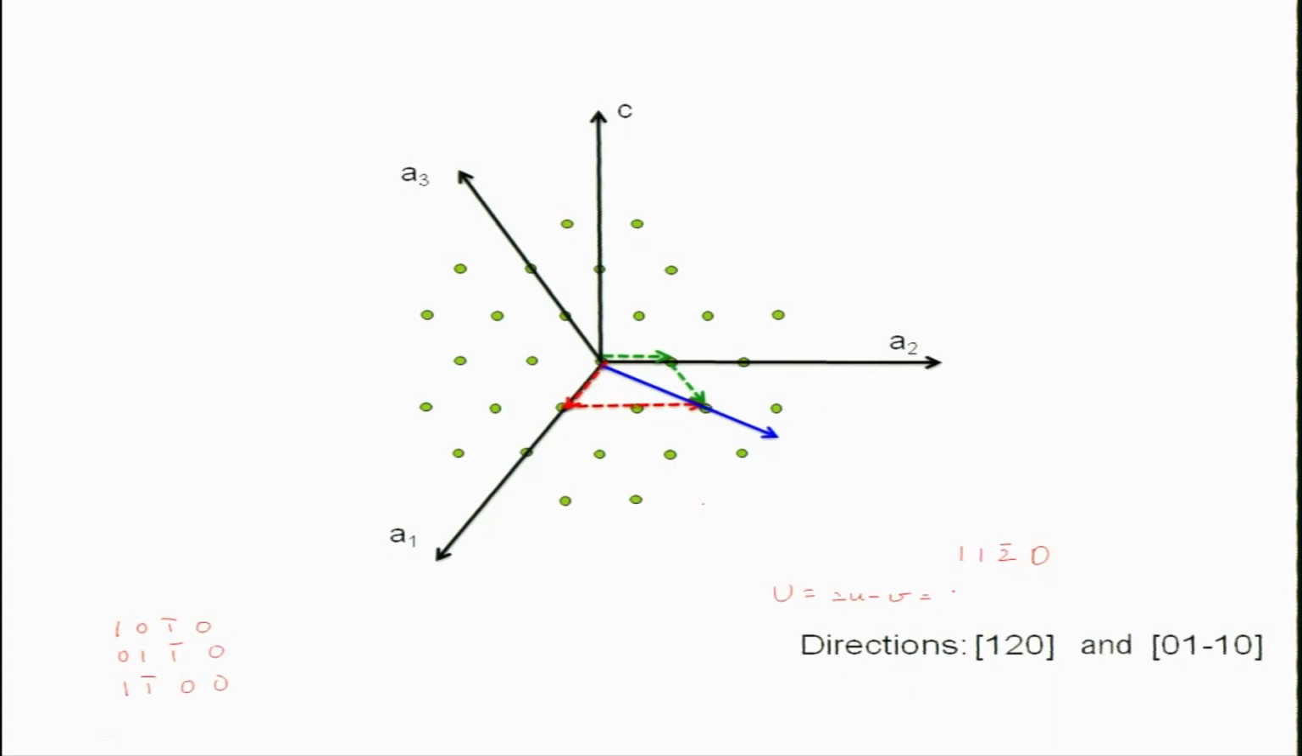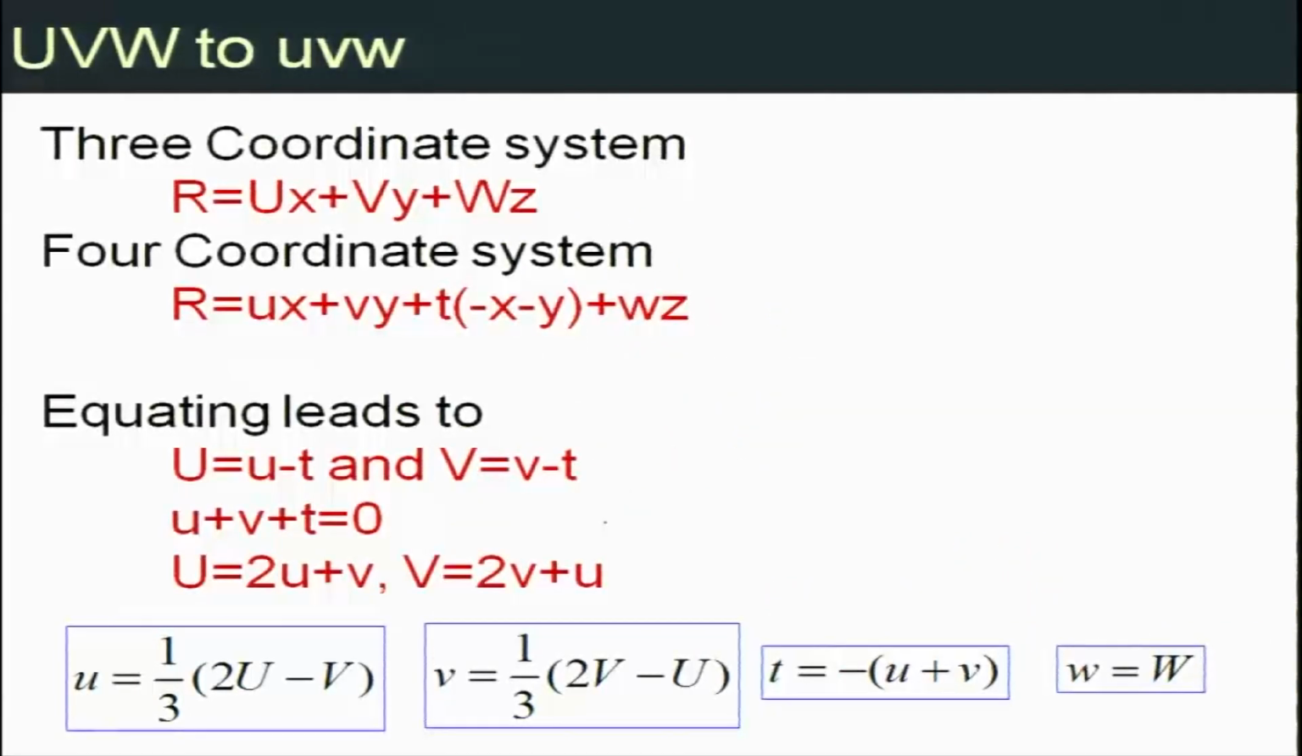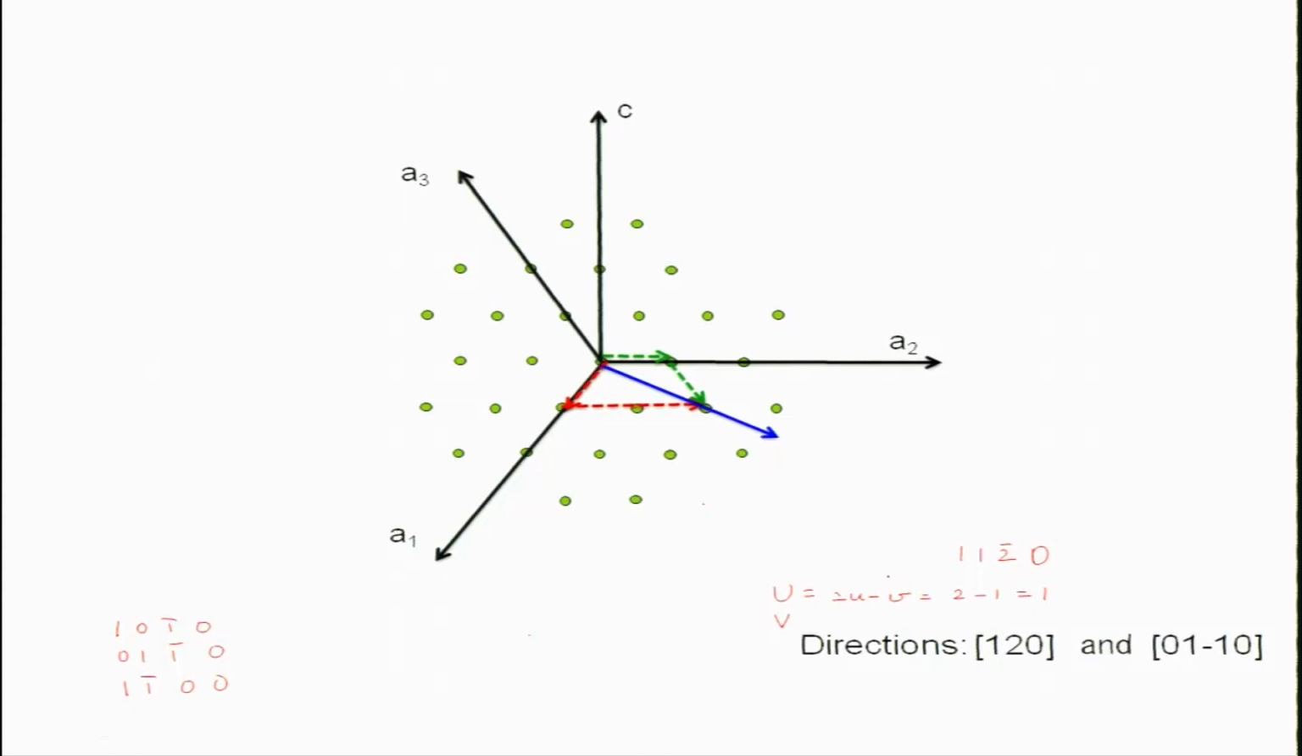So this will become 2 minus 1, 1. Sorry, 2u plus v. I am sorry, 2u plus v. So this will become 3. Okay. v is equal to 2v plus u. This will become again 2 plus 1. This is 3, and w is w. So this direction will be 3 3, which is nothing but 1 1 0.